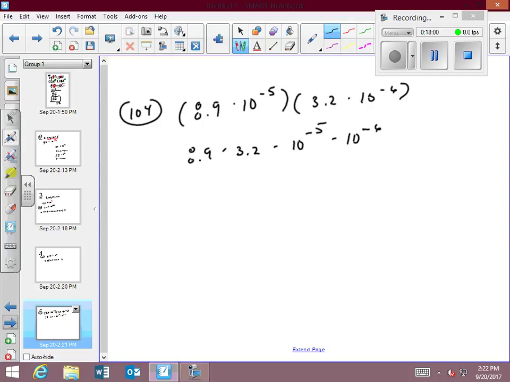And then these two on the right, the powers of 10, 10 to the minus 11. So that's saying no matter what number you get, when you multiply these two together, you're going to move the decimal place 11 places left. Right? So then you can go and multiply your 8.9 and 3.2. You can put it in the calculator if you want.